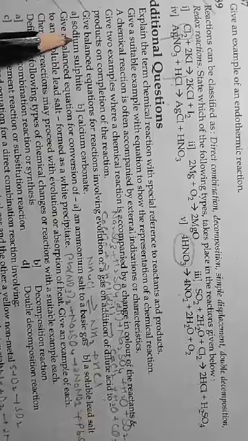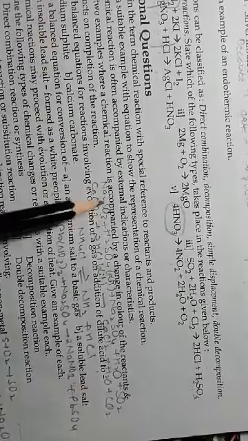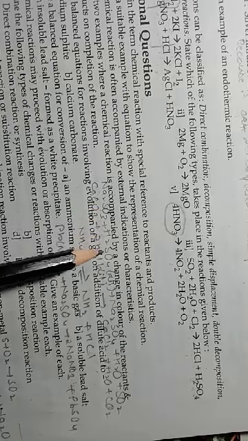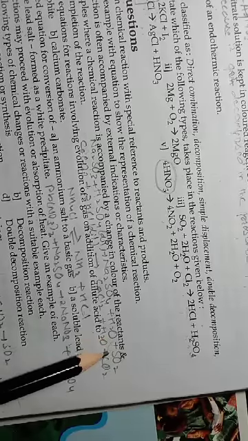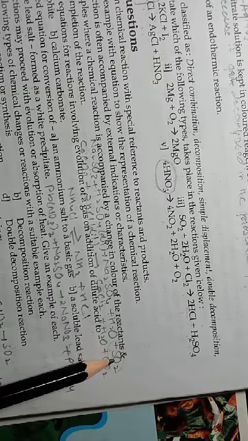Then additional questions. Question number 4: give balanced equations for reactions involving evolution of a gas on addition of dilute acid to sodium sulfite. Okay, students. So formula of sodium sulfite is Na2SO3, and when we add dilute H2SO4 to this compound, SO2 gas will be formed, which is a suffocating, odorous gas.